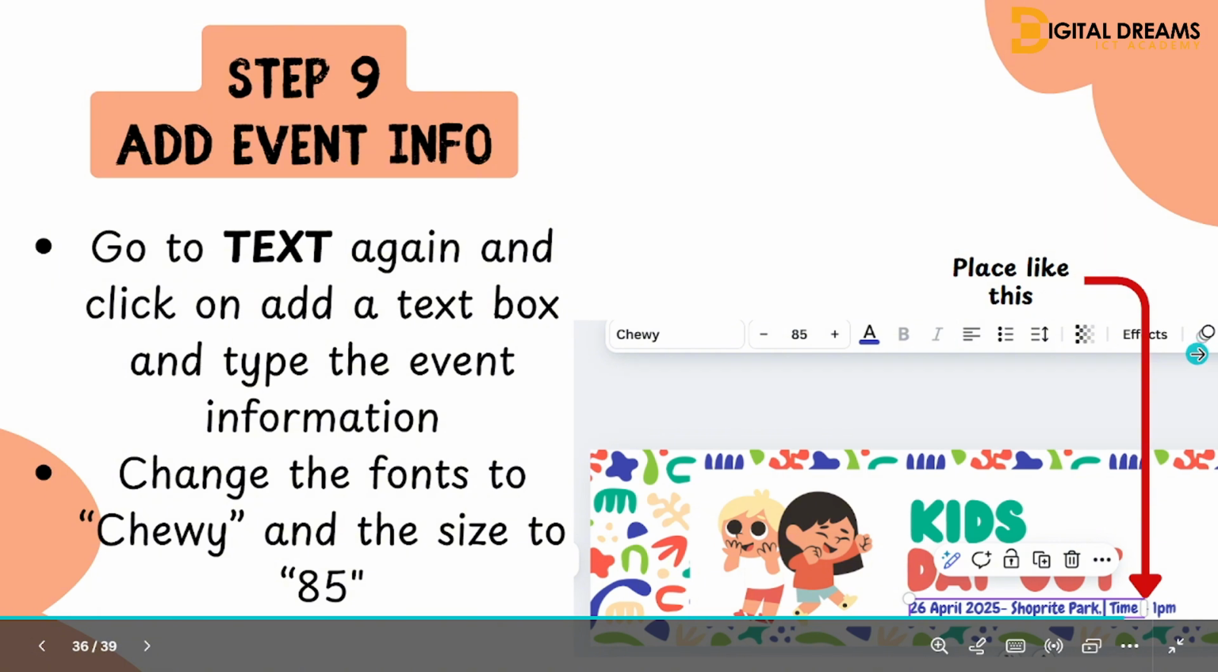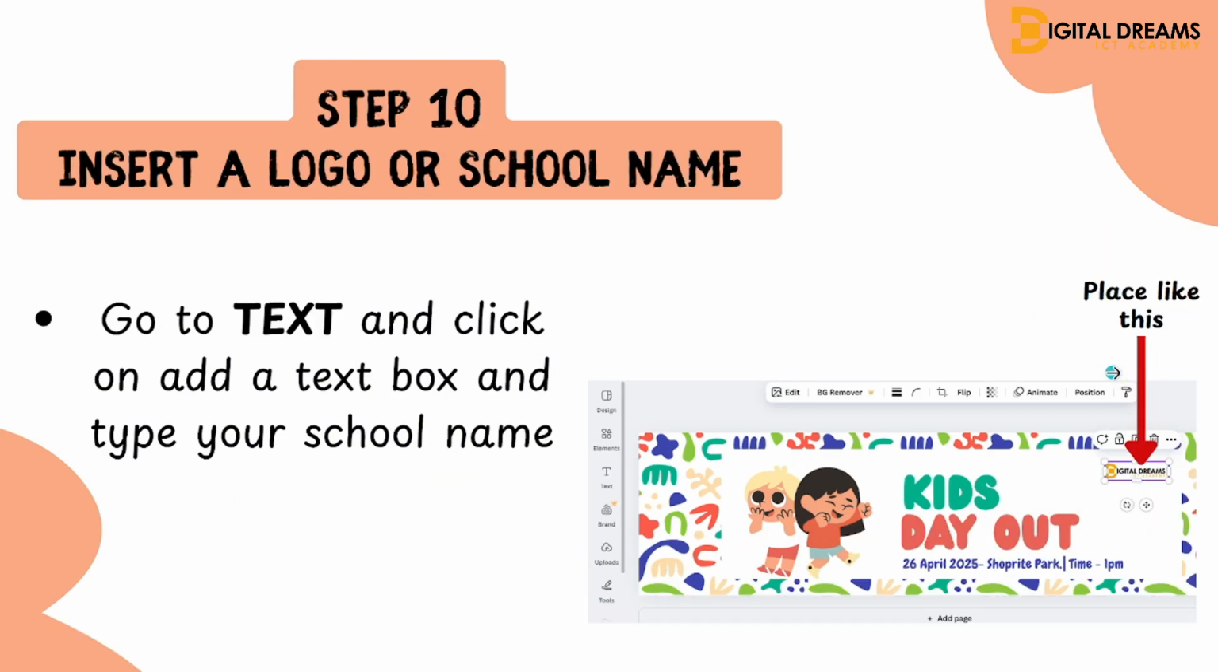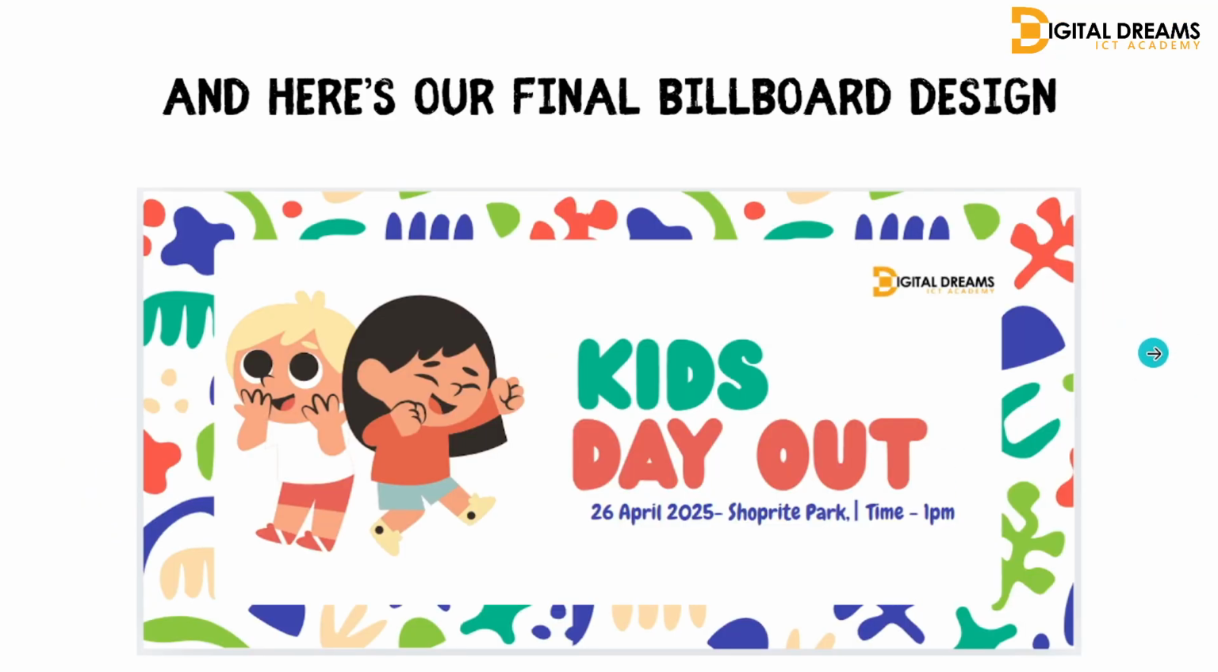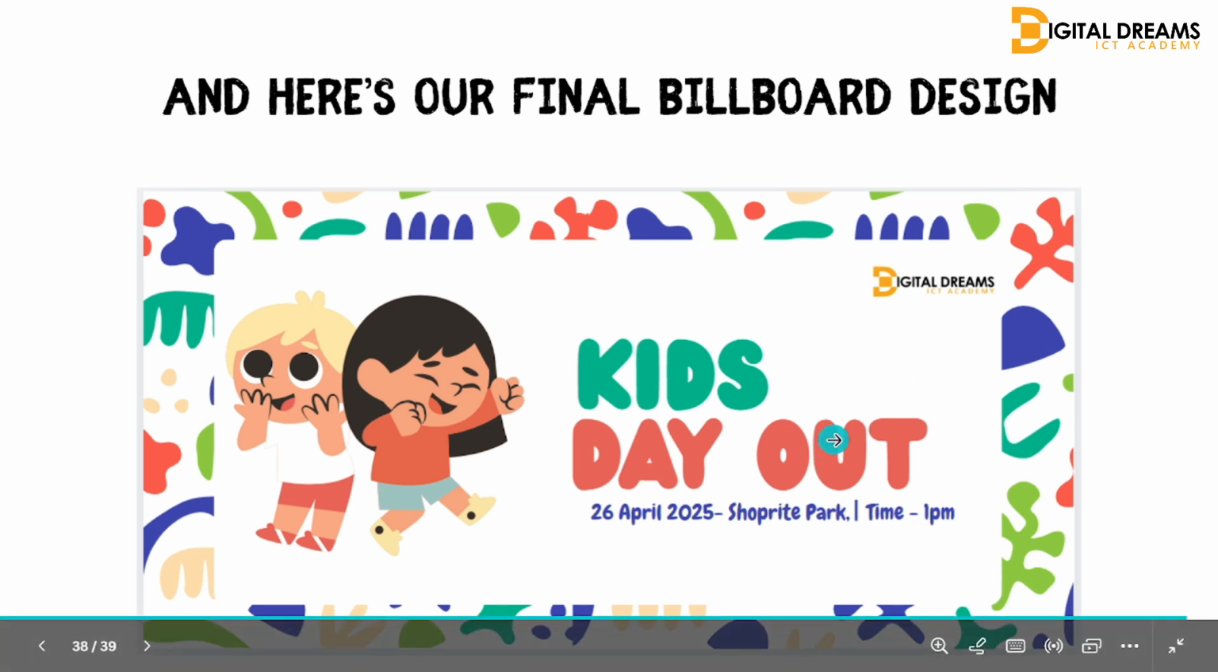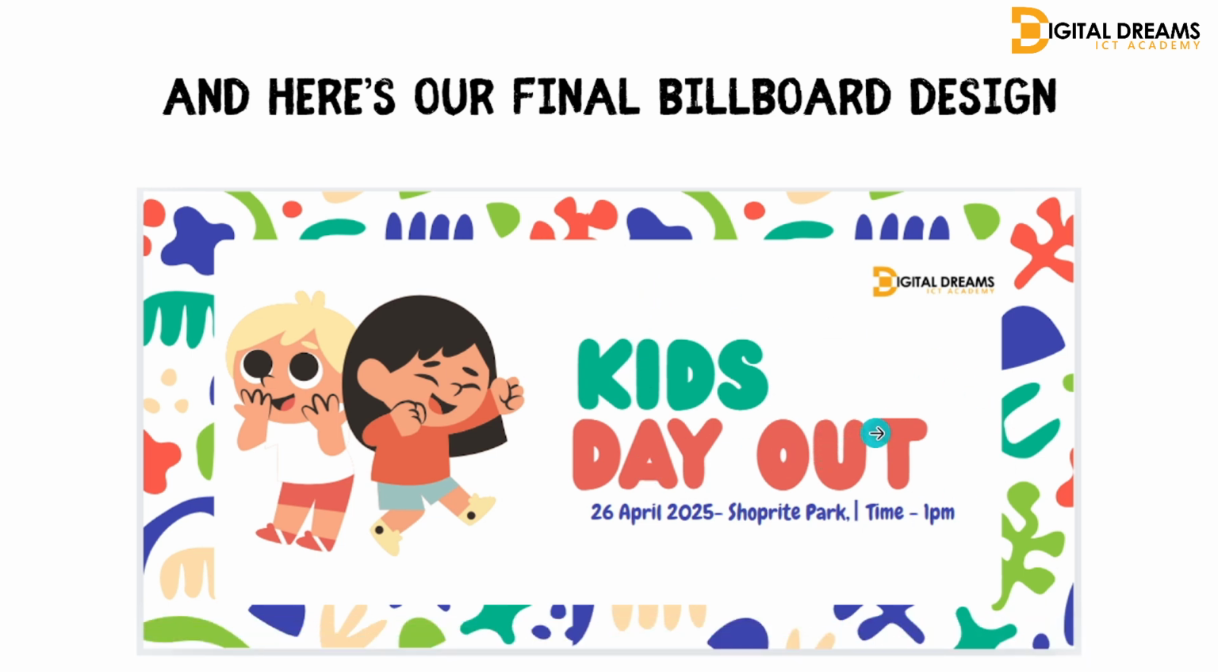So after we have done that, the next thing we're also going to do, right, is to put our school name. So for mine, this is my own. So if you have your school logo, you can also put the logo, right? But if you don't, you just type your school name and place it right here. And then this is how we make this beautiful design right here. So now let's go to our Canva and make this design. All right.